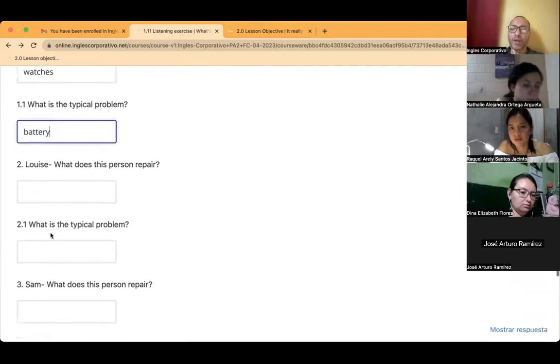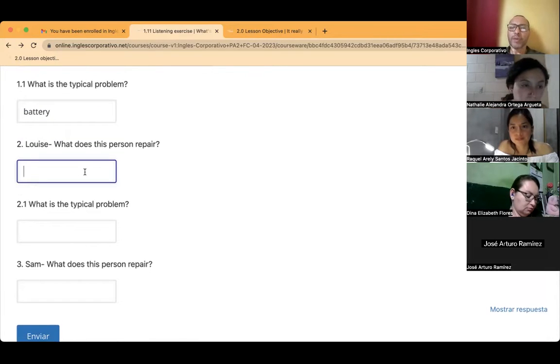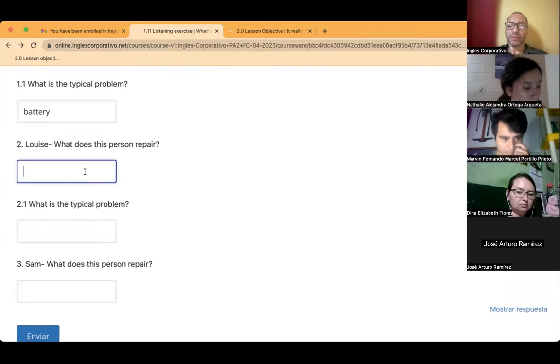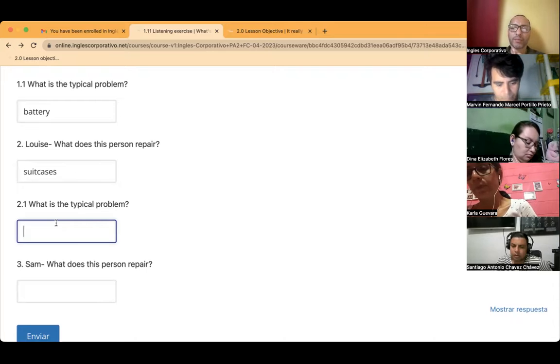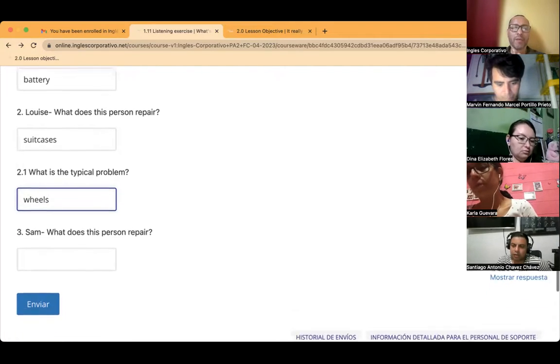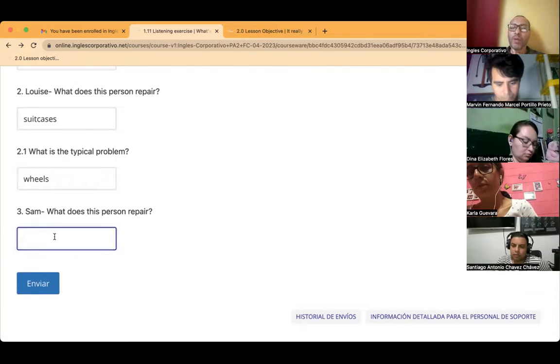Okay. In number two, what does the person repair? Luggage or suitcase. Okay. Let's try with suitcase. Suitcases. Good. And what is the typical problem? The wheels. Okay.